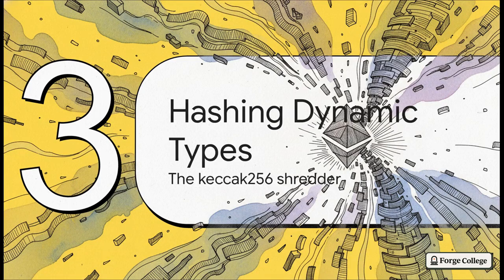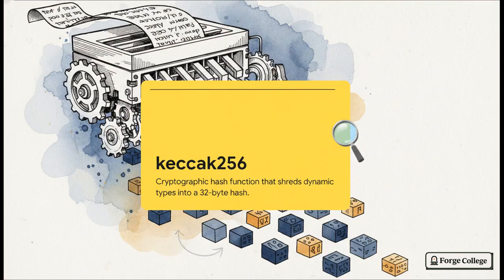All right, Section 3, hashing dynamic types. Now, this is one of those common gotchas in the EVM blueprint. Say hello to the shredder, specifically the Keccak-256 cryptographic hash function. Remember how a topic slot is strictly 32 bytes long? Well, a long dynamic string literally isn't going to fit in there.